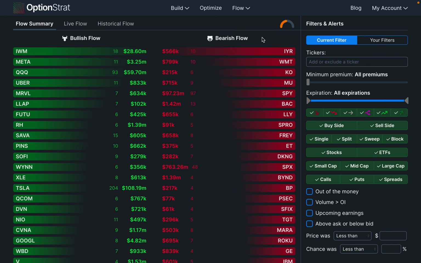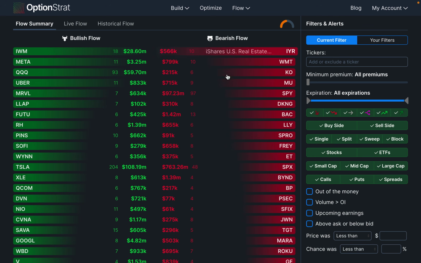Right now, we're on the daily flow summary. This is showing us what stocks have the highest amount of bullish or bearish flow. This is a great place to start when you're looking for ideas on what to potentially trade today, or whatever day it is. Now, this is also sorted. The top on this side is going to be the more bullish stocks right now, and on the right is going to be the more bearish stocks.